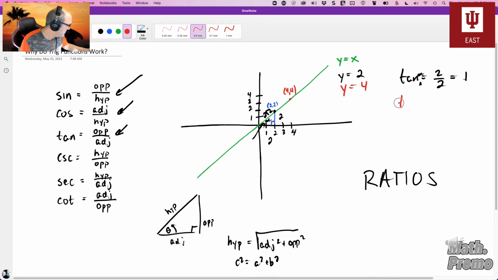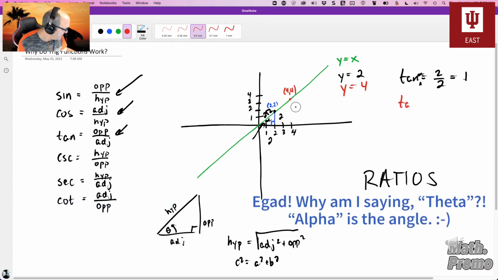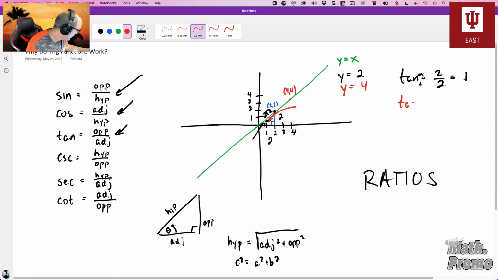Notice theta has not changed at all. It stayed the same. We didn't move the line's angle up or down. Now it's 4. Tangent of alpha is now 4 over 4, which equals 1 still. And that is why the trigonometric functions work.